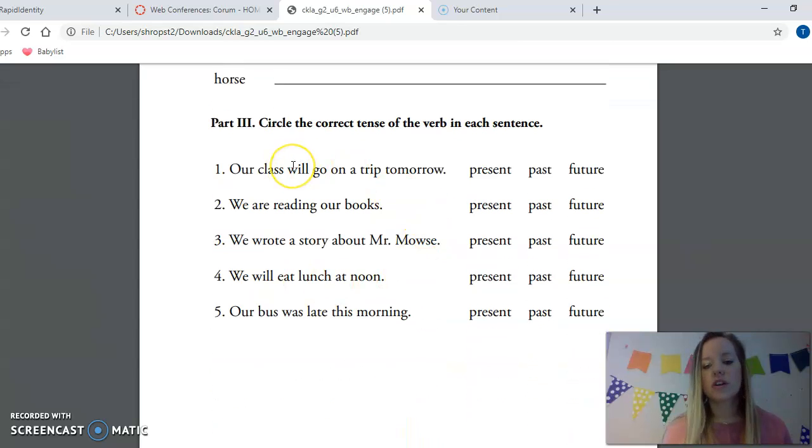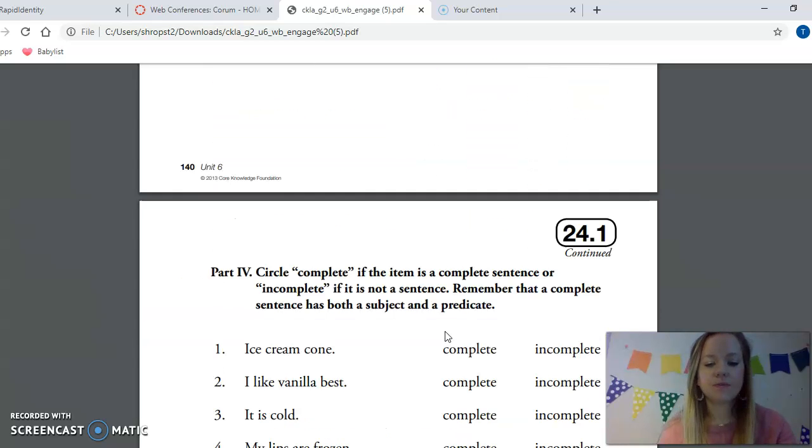And this says circle the correct tense of the verb. So we're going to say, is it present, past, or future? And we know a verb is what you do. Our class will go on a trip tomorrow. Does that mean it's happening right now, it happened already, or it's going to happen? Right, it's going to happen, future. So you would circle future. And you'll finish out those.